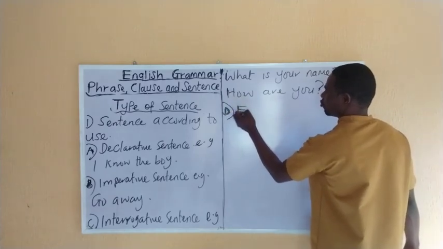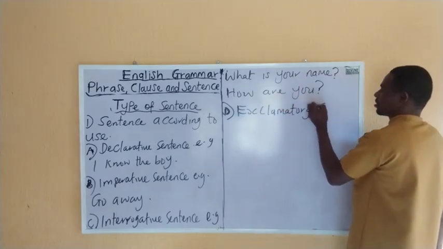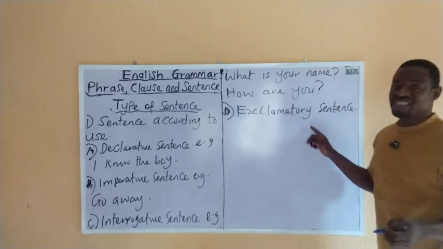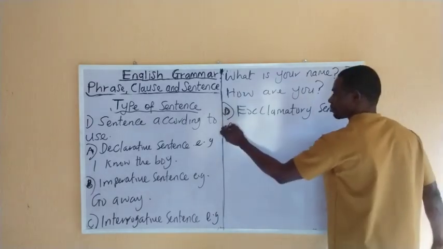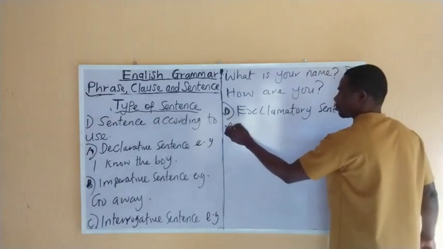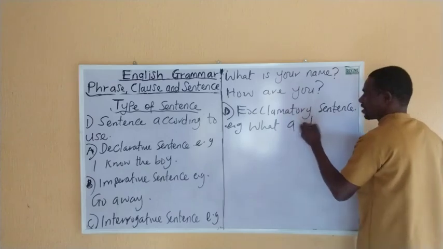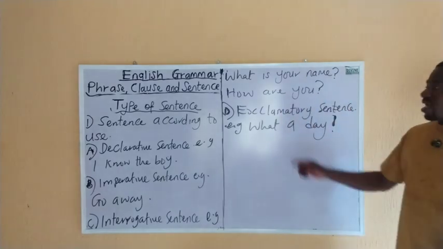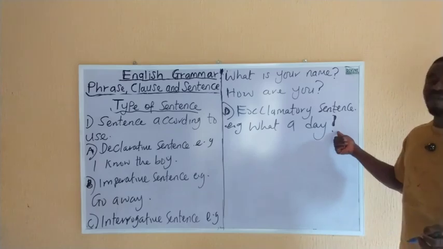the exclamatory sentence. The exclamatory sentence is used to express feeling. E.g., what a day. An exclamatory sentence usually ends with the exclamation mark.